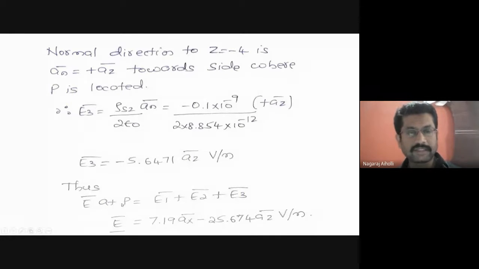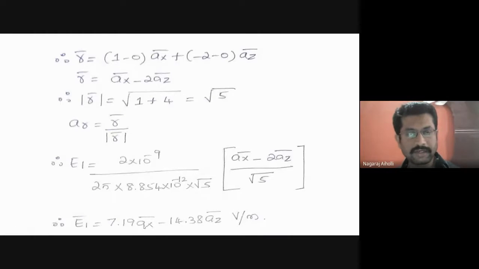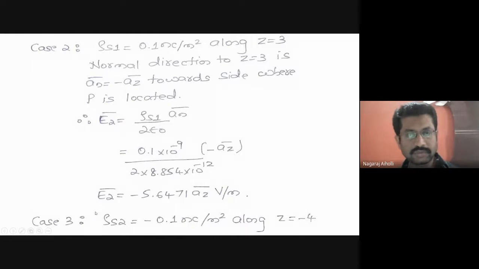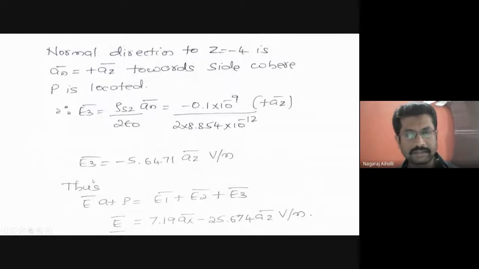Therefore, the total electric field intensity at the point P will be the summation of the electric field intensities due to case 1, case 2, and case 3, that is E1 plus E2 plus E3. If you add all these three, you will get the total electric field intensity at the point P. Just verify your answers: that comes out to 7.19 AX bar minus 25.674 AZ bar volt per meter.